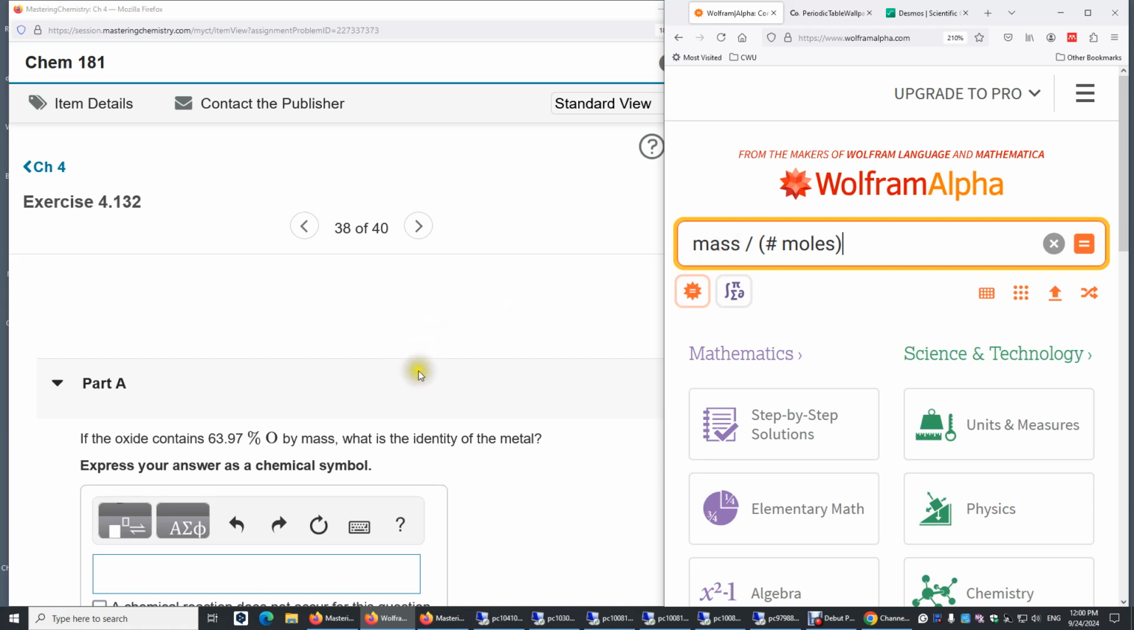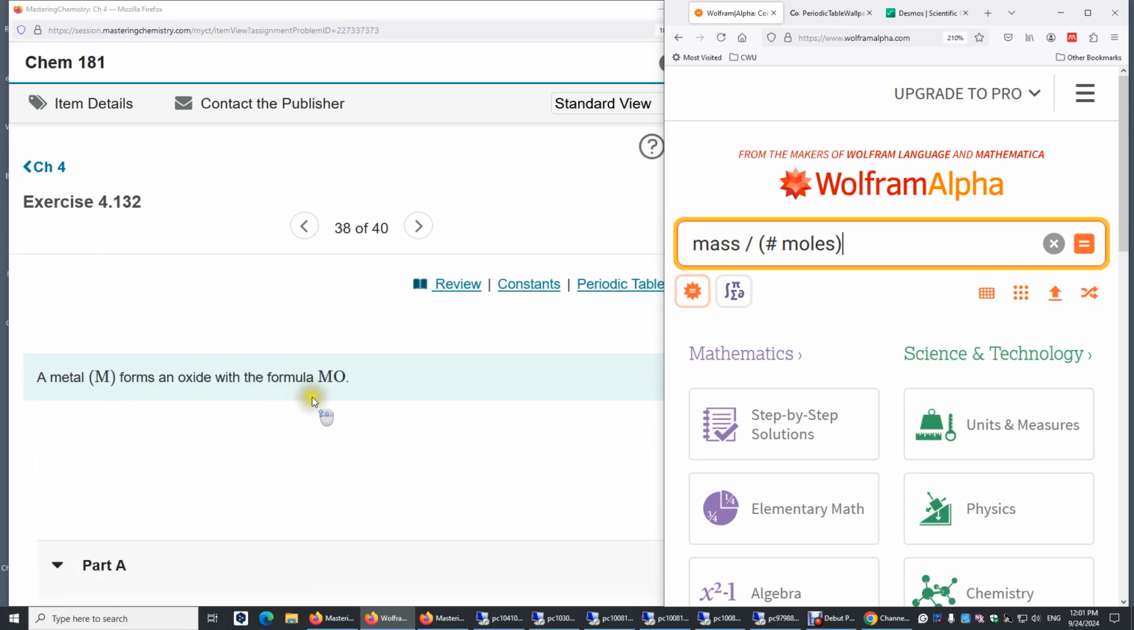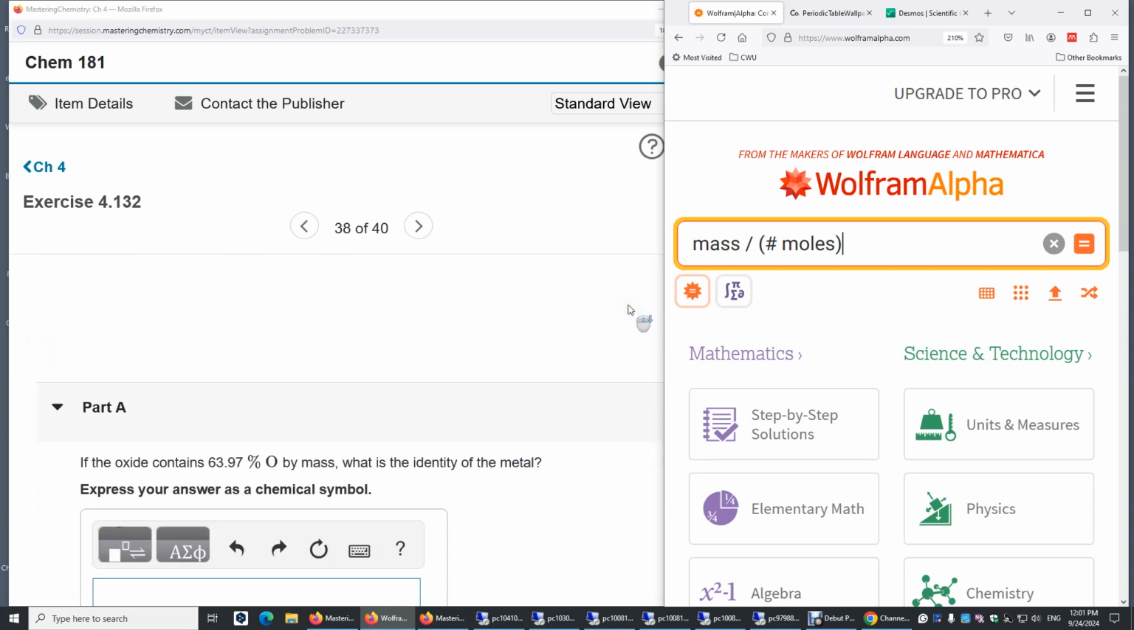However, what we can do is we can assume that we have 100 grams of such compound, MO. And then we can compute the mass of oxygen and the mass of the metal. What about the number of moles of the metal? Well, because in this formula we have a 1-to-1 relation. Therefore, we just need to determine the number of moles of oxygen, and that's also the number of moles of the metal. So let's use this formula.